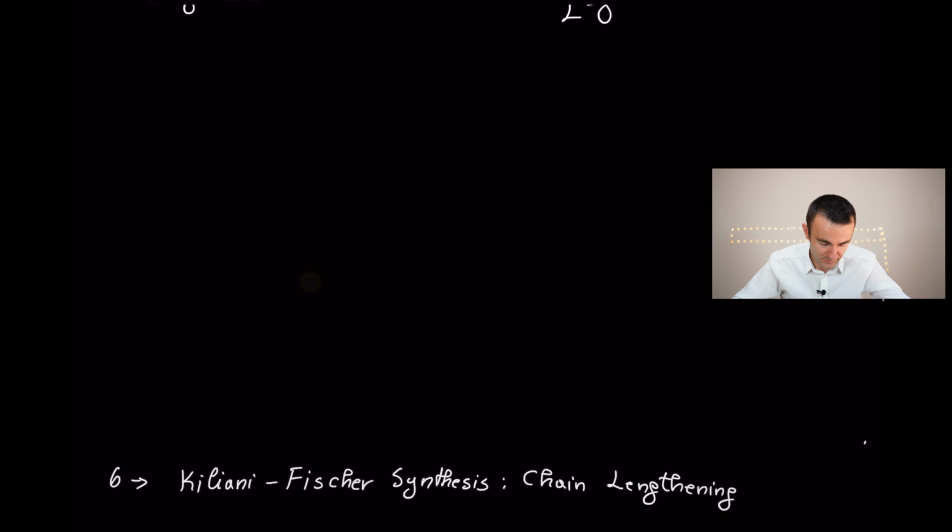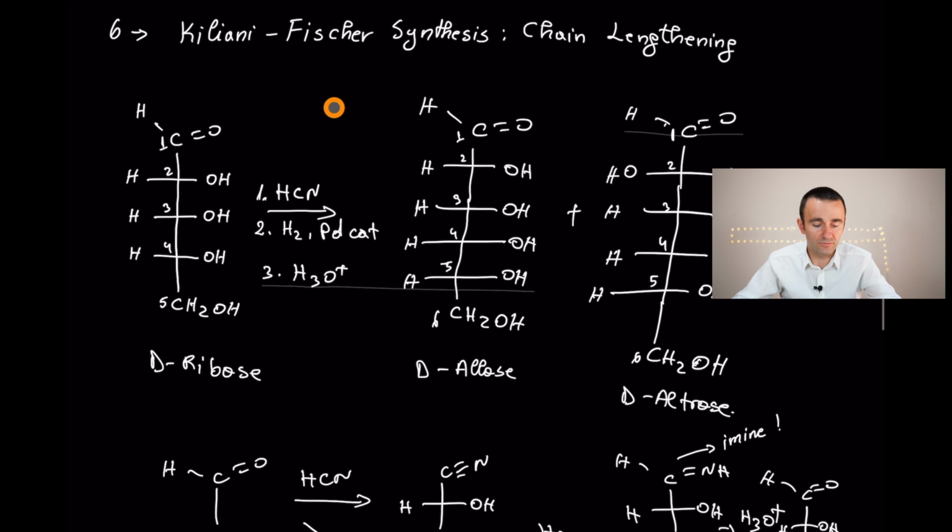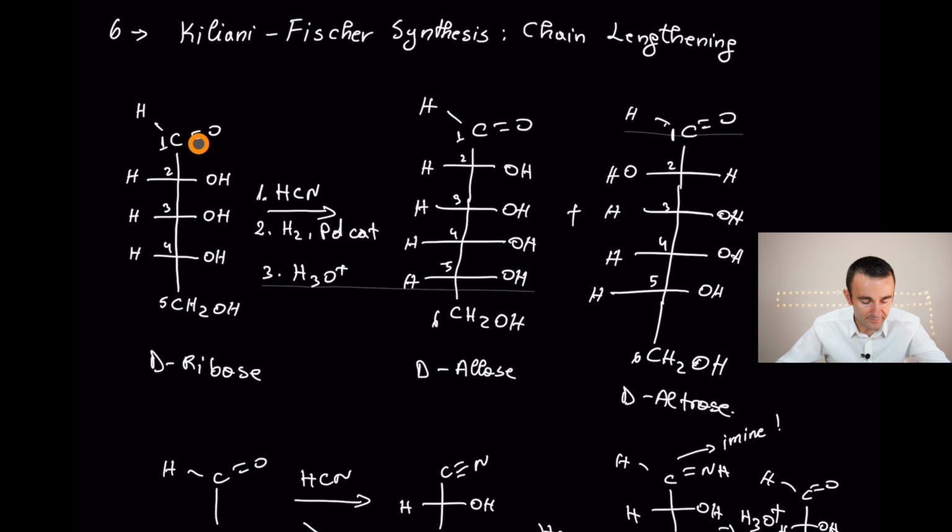Right? Okay, let's move now to Kiliani-Fischer synthesis. So in this way, we add one more carbon to the chain of the carbohydrate. So how do we do that? We take, for example, a D-ribose or any other sugar you want. You treat with cyanic acid, and the second step is with hydrogen and palladium catalyst, and the third step is hydrolysis.